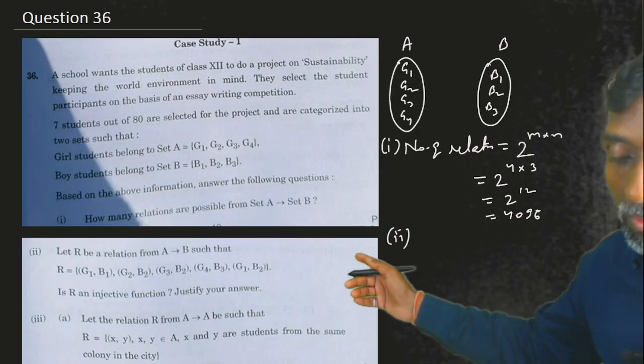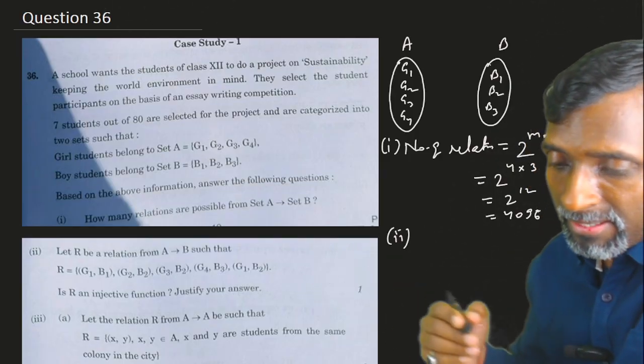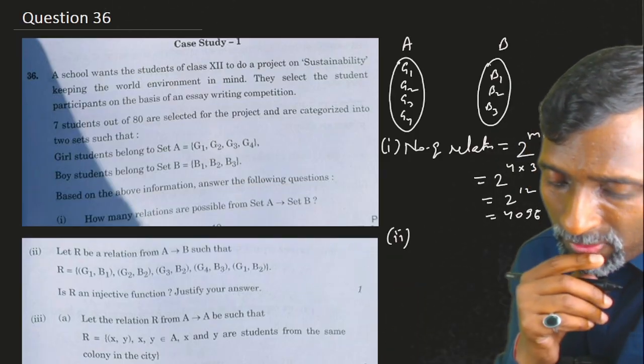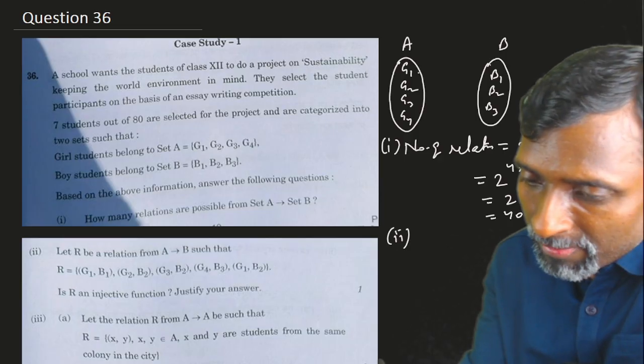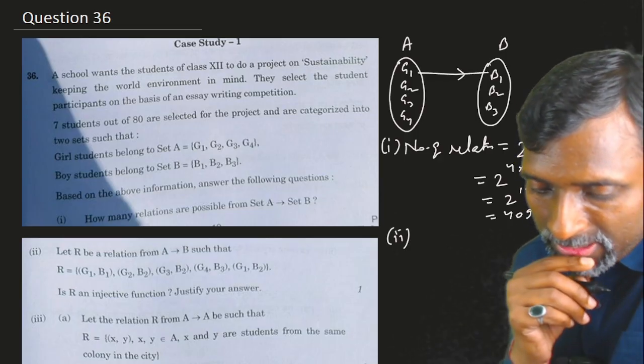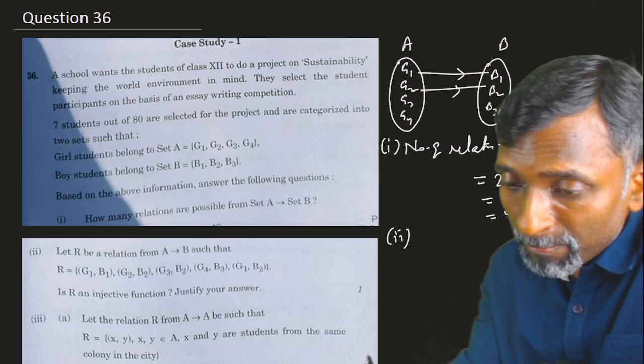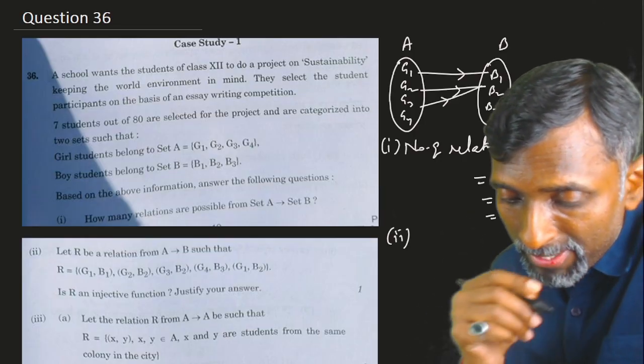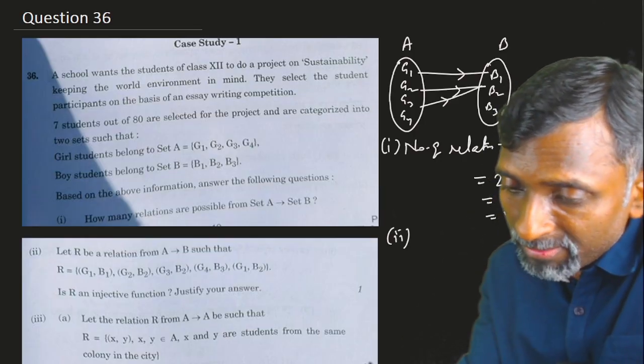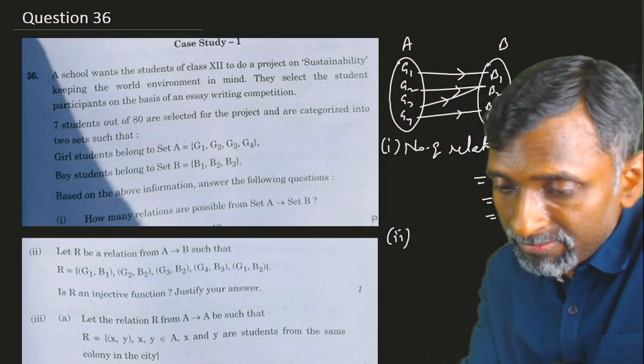We are talking about two sets A and B, and if you go into the mapping, it is G1 B1. Fine, G1 B1. The second one is G2 B2. Yes, it's also fine. G3 B2. Oh, so it is many one. G4 B3 and G1 B2.